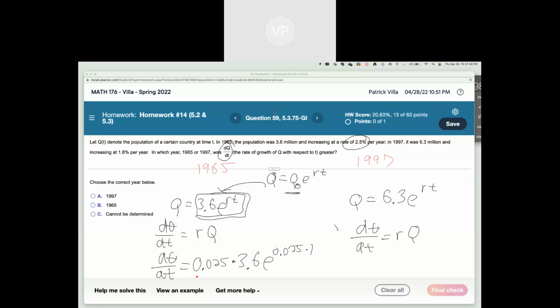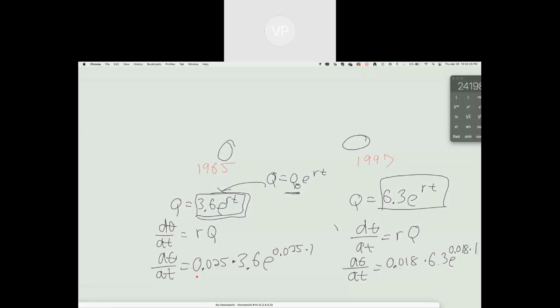So we do the same thing over here. dq dt equals the rate of growth in 1997, which was 1.8%, so we get 0.018 here. Replace Q with all of this, 6.3 e to the 0.018 times, again, the 1, what's going to have to happen after 1 year? So in both cases, I'm going to get rid of this just so we can have a lot more clean space to work on.